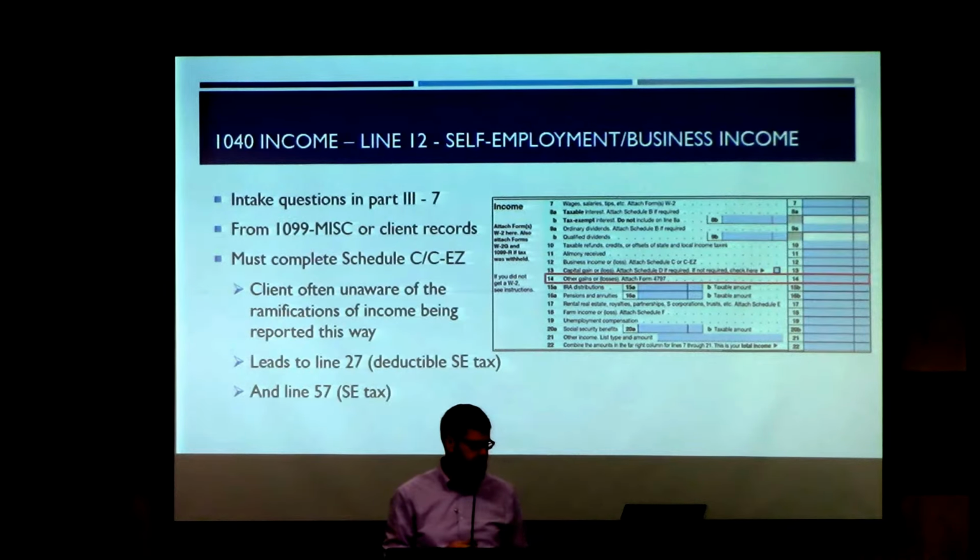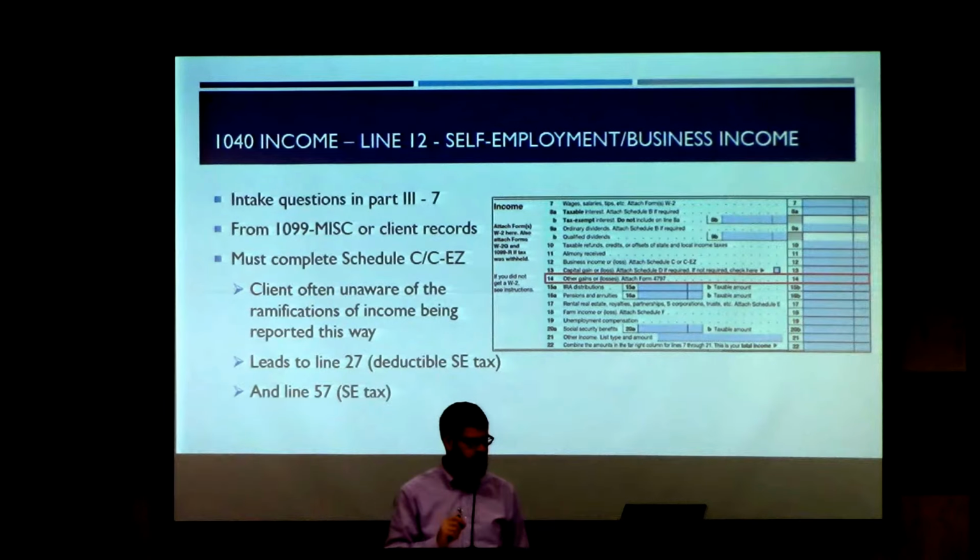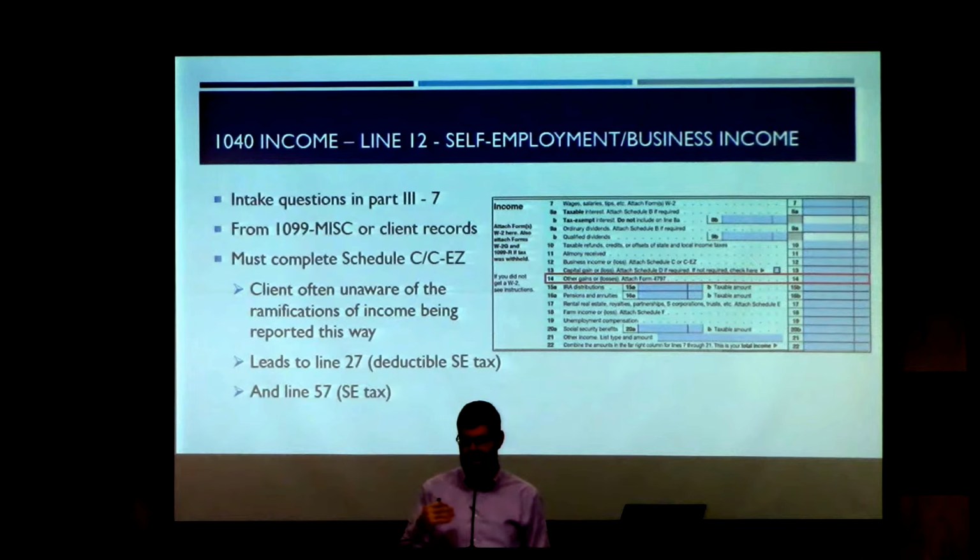So moving on down in our income section, next we have self-employment income. Even if someone works for an employer but is paid in the form of a 1099-MISC, this counts as self-employment income and goes on line 12 instead of line 7. So again, line 7 is only for W-2s. If someone comes in with a 1099-MISC or an account of cash income that they received, that is all self-employment income, which goes on line 12.